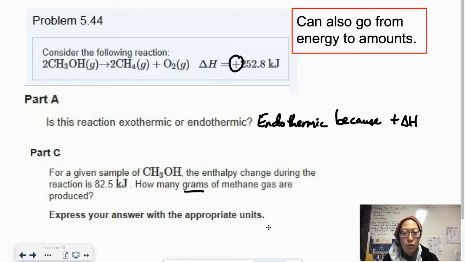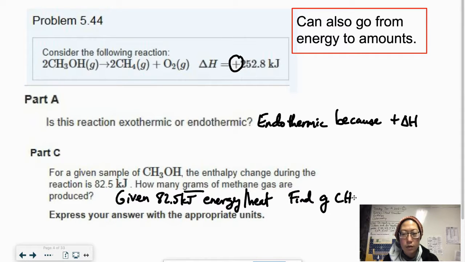All right, now that you've had a chance to try it, we can see that we are trying to find, we're given 82.5 kilojoules. This is the energy or the heat. And we have to find the grams of methane. Okay, so we're going to start off with 82.5 kilojoules. And we need a way to relate kilojoules to something in this reaction.